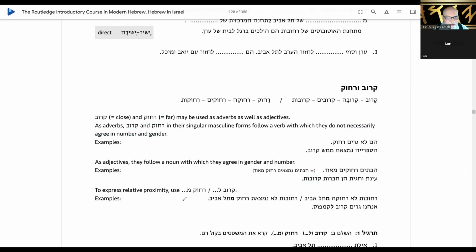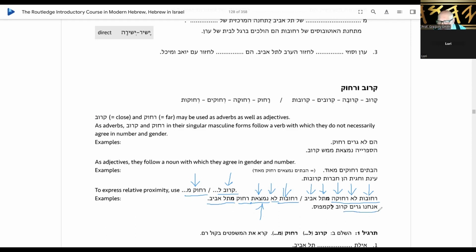All right, to express relative proximity, use karov lamed, and rahok mem. So this would be like far from and close to. Okay, that makes sense. Rehovot lo rachok. So that's the city. It's Rehovot, the city in Israel, which is about 20 kilometers from Tel Aviv, I think. Rachok is far. Mi Tel Aviv, from Tel Aviv. Rehovot lo nimtzet rachok mi Tel Aviv. Rehovot is not located far from Tel Aviv. Okay, that makes sense.